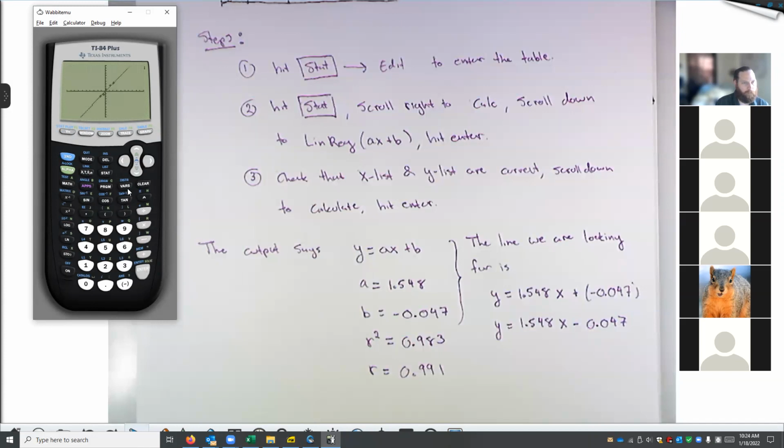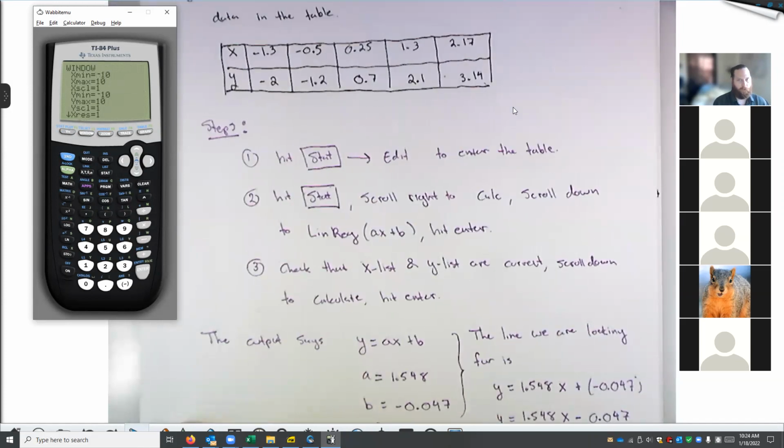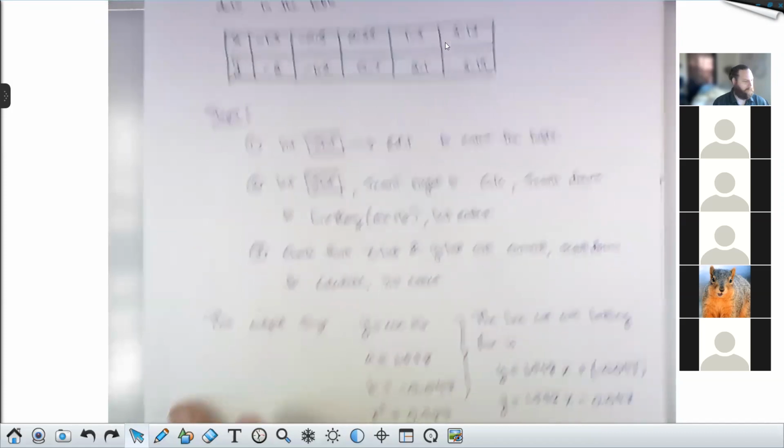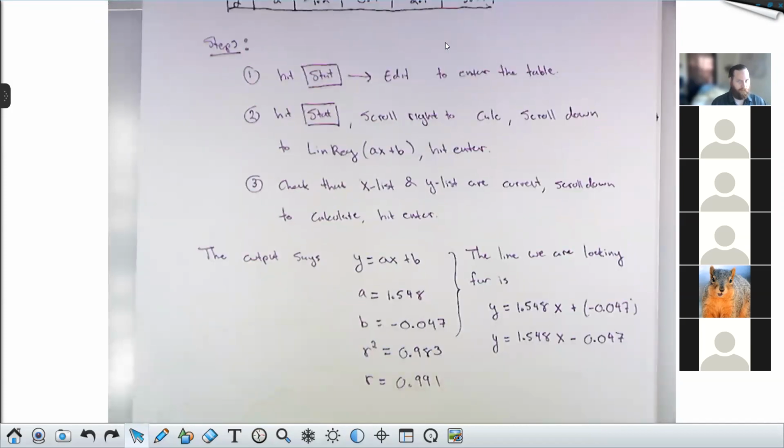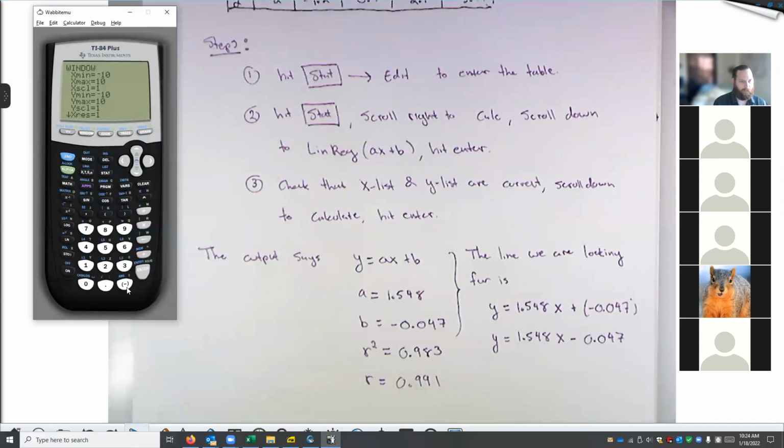Here we go. All right, and if we want a better picture of this, we can zoom in by changing our window settings. My X values were all quite small, right? From negative 1.3 to 2.17. So I change my values to something like negative 4 to 4. My Y's were also quite small, ranging from negative 2 to 3.14, so I'll do that also, negative 4 to 4. And there you see, right?